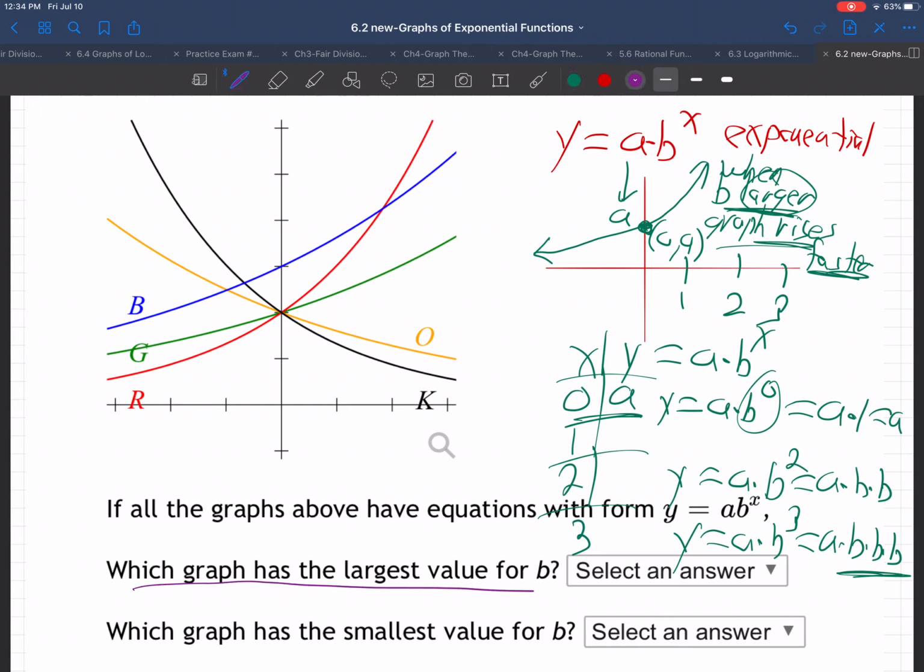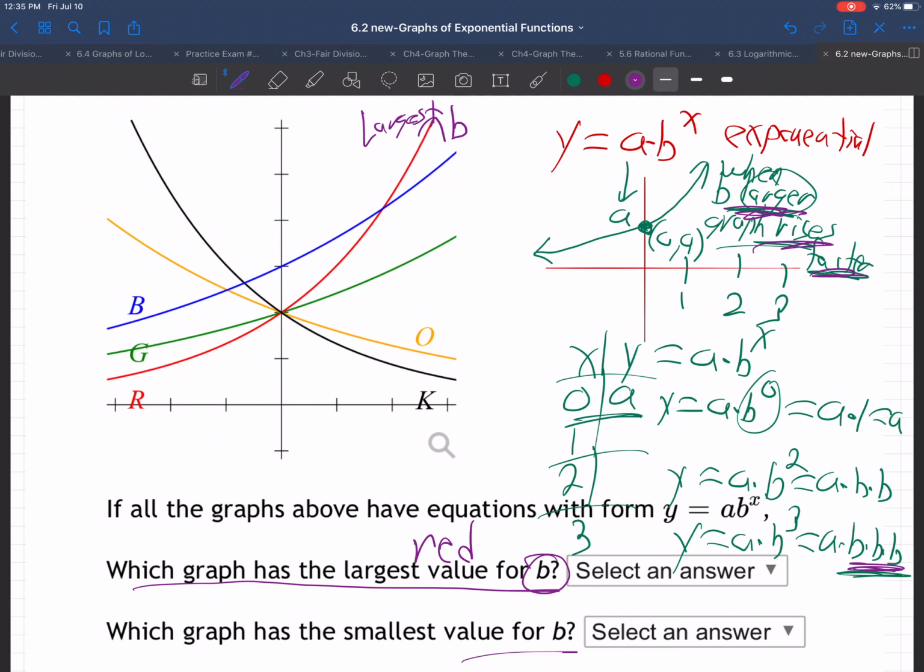Which graph has the largest value for b? So remember what b is: the larger b is, the faster your graph rises, because you're going to multiply by b repeatedly. Which graph is going up the fastest? Certainly a, right? Largest b. That's the red graph. So I'll just say the red graph.